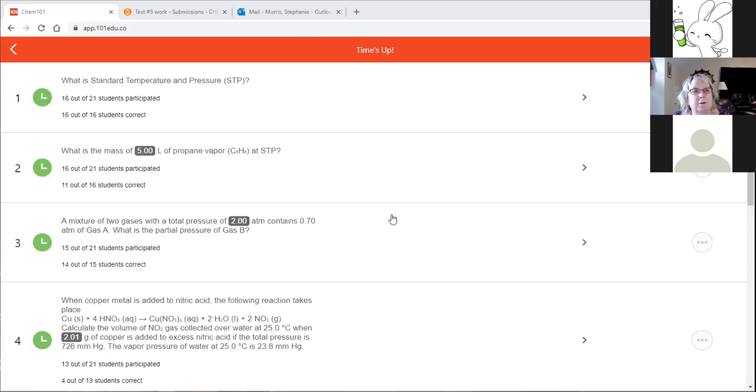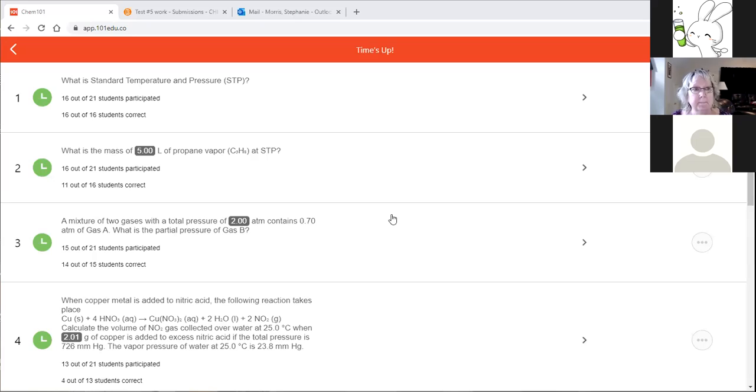The first one, it's giving the statistics on how many people got the first one correct. Standard temperature and standard pressure, the answer should have been 273.15 Kelvin, and the pressure was 1 atmosphere. As I do this, this is about the speed I'm going to go.